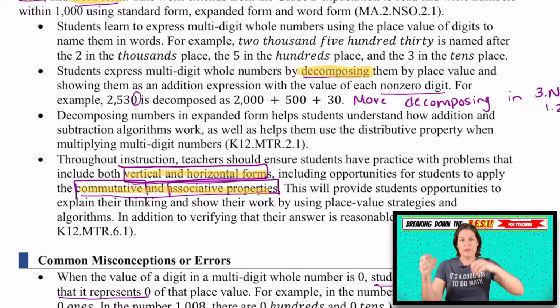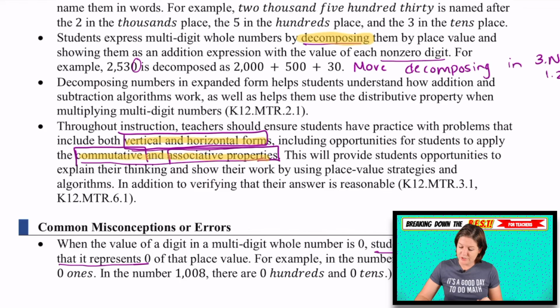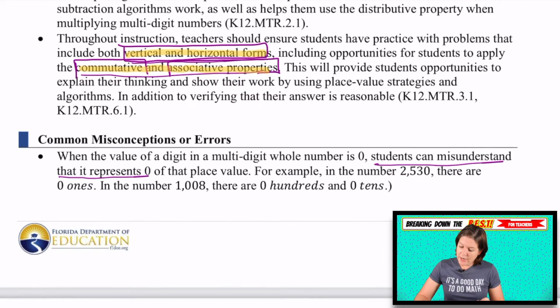Commutative is like 3 plus 2 equals 2 plus 3. And the associative property is similar. It's just saying that we can add 3 addends. We could say 2,000 plus 1 plus 30 to get 2,031. We can mix up the order of our addends to get the same sum. Just to take it up a notch there.